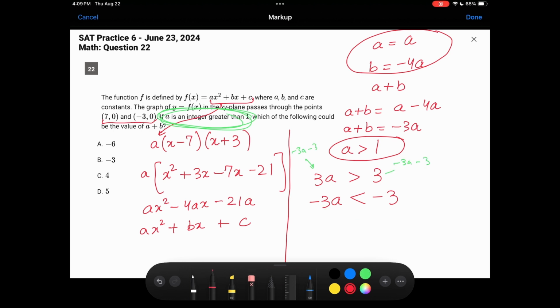Now we know that -3a is equivalent to a plus b. So a plus b is less than -3. I'm using a substitution from here because a plus b equals -3a. So -3a equals a plus b. Now since a plus b is less than -3, the answer is going to be -6 because it's the only option that is less than -3.